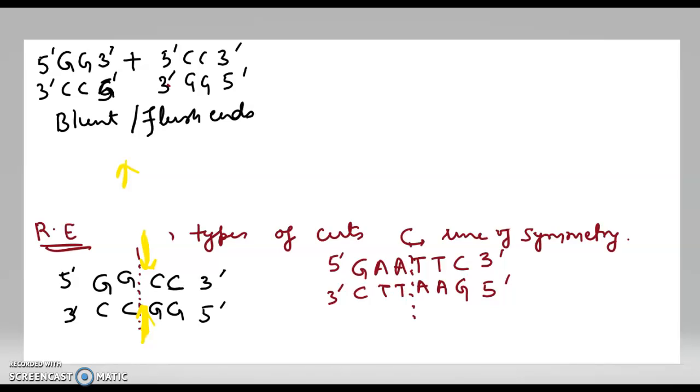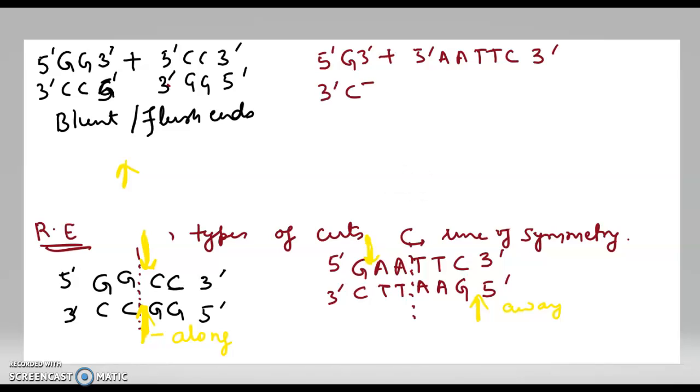But if restriction enzymes produce cuts away from the line of symmetry, so in this case it is away. Here it is along the line of symmetry. Here it is away from the line of symmetry. Then we'll get 5' G plus 5' AATTC 3', 3' C TTAA 5' plus 3' G 5'. Such ends are known as cohesive or sticky ends.